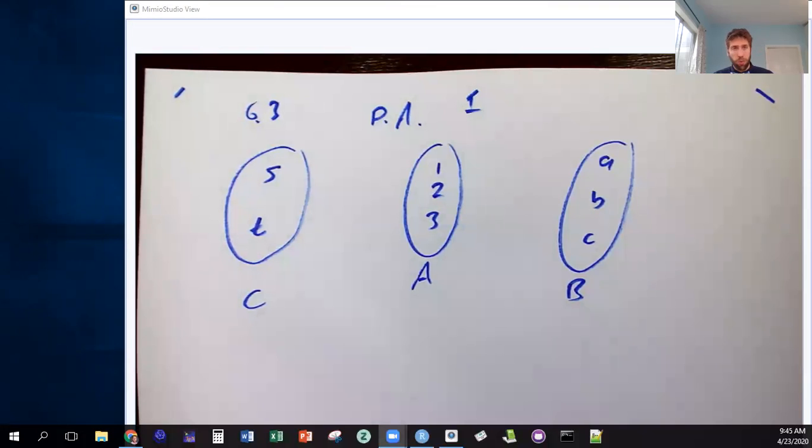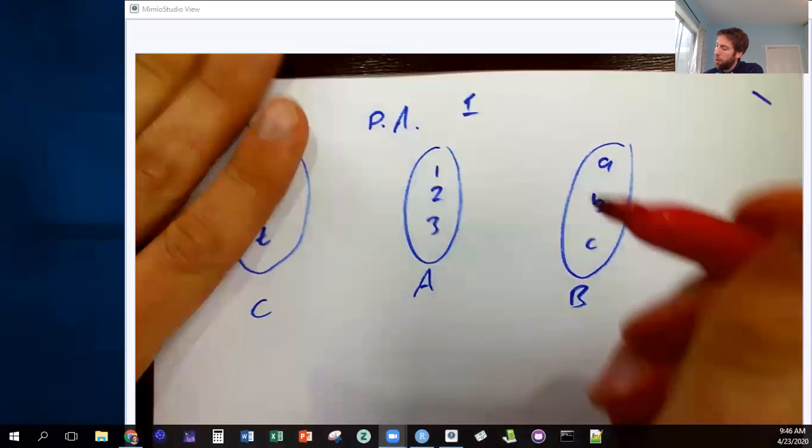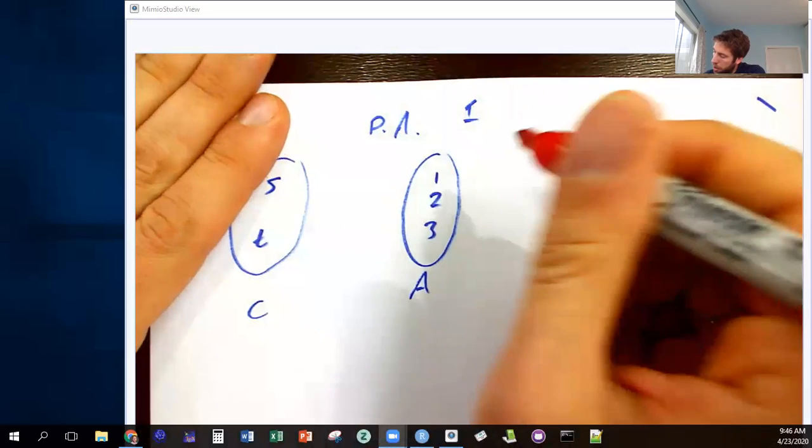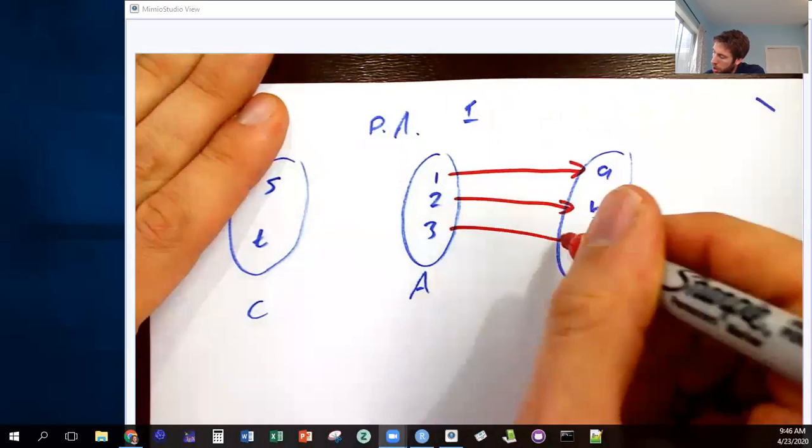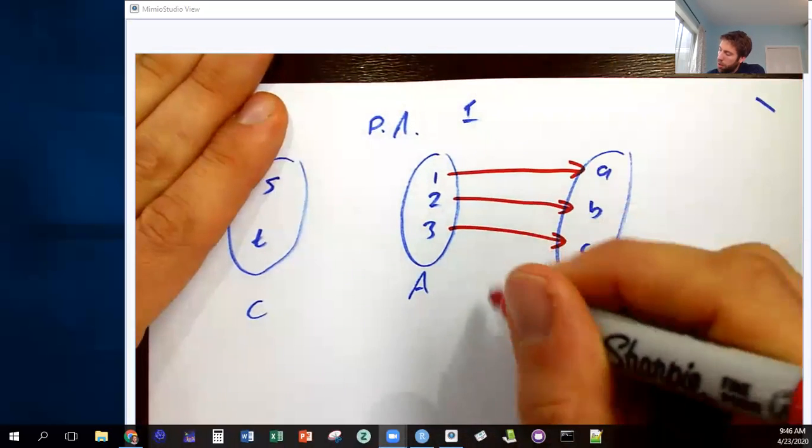And I'm going to write these functions. They're in your book, so you should be looking at your book right now. But I'm going to write them with arrow notation, because I always find that I understand the functions better that way. But you do whatever helps you understand the functions best. So in this case, f goes from 1 to a, 2 to b, 3 to c. So f, I'll use red. Okay, so that's f.